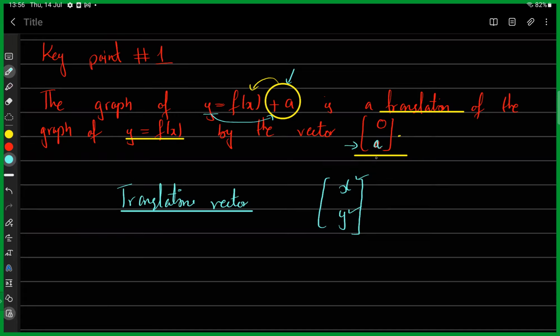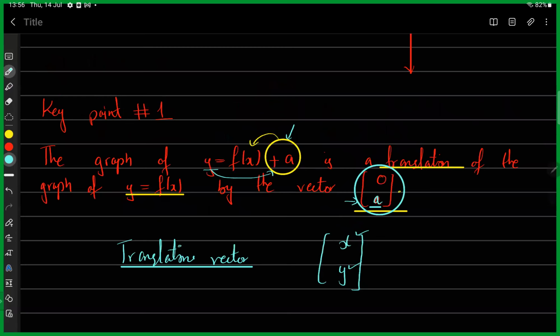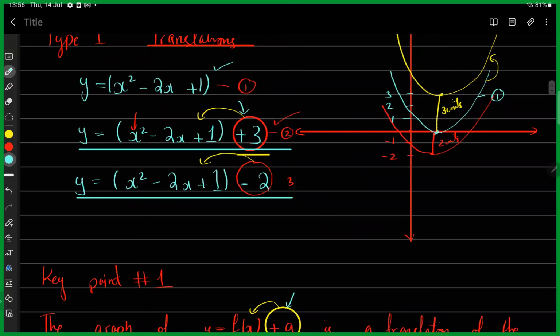You will be writing this number down over here, and every point, this vector is added to every point of the graph. For example, if I talk about this point right here, this was the original graph, this blue one. If I talk about this point, let's say this point originally was 0, 1. Yes, this point was 0, 1. This is 1.